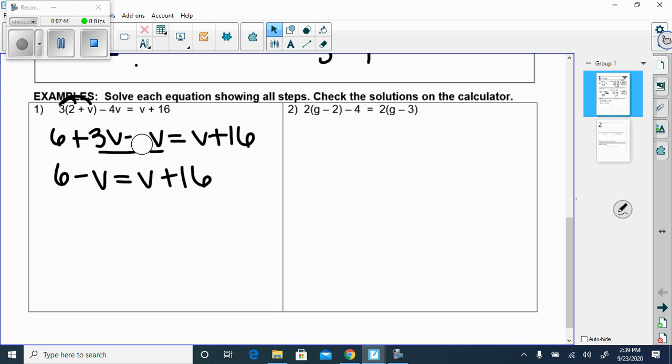Oh, that should have been 3v, right? Oh, wait, never mind. That's the one that was already there. Okay. Sorry, I was like, wait, why is that there?